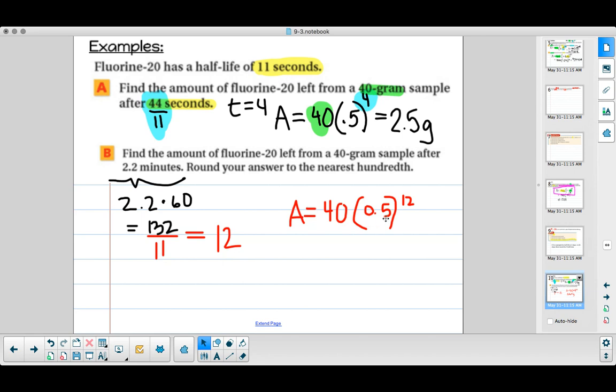And then you're just doing 0.5 to the 12th power times 40. And again, it says round to the nearest hundredth. So when you do that with a calculator, it's approximately 1/100th of a gram, or 0.01 grams.